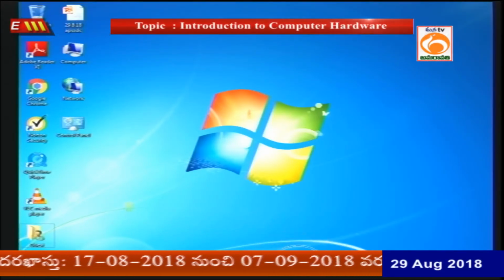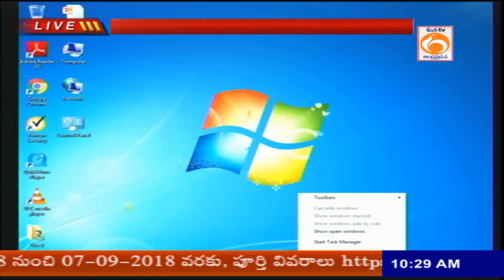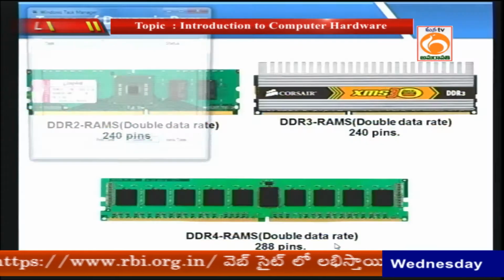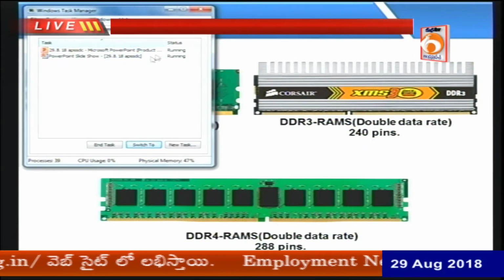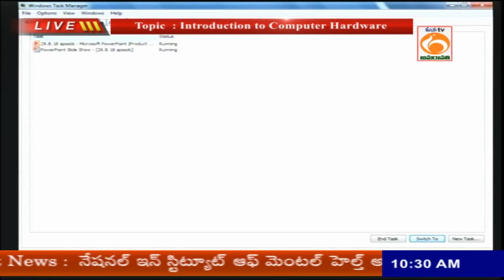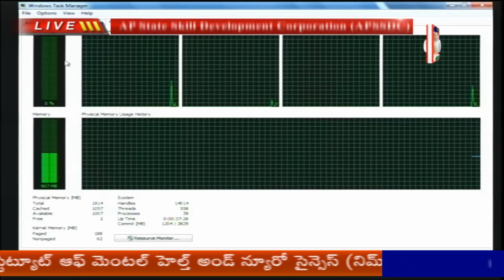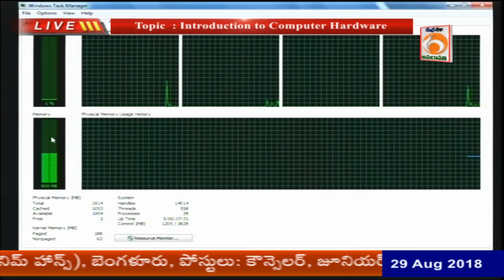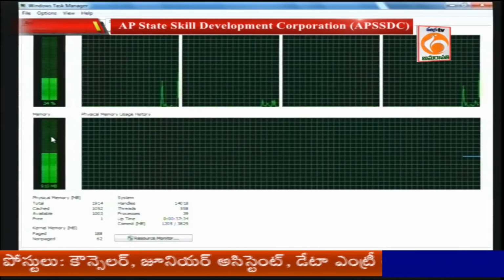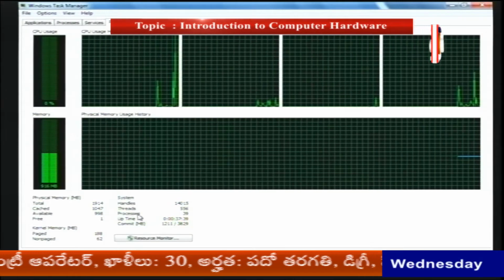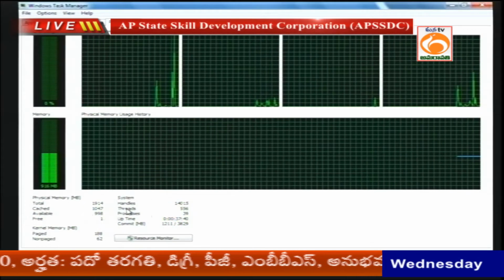Go to the desktop. Here you can see the taskbar. Right click on the taskbar and you can see Task Manager. In this Task Manager you can see the Performance tab. Open the Performance tab and click on Memory. By clicking Memory, you can see the type of dynamic RAM which is installed in this computer.